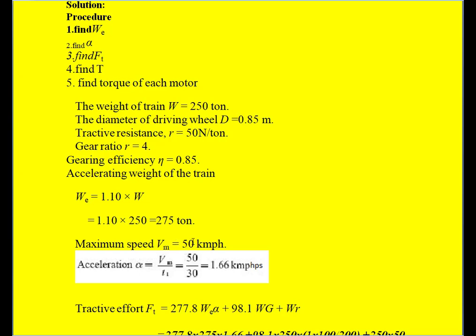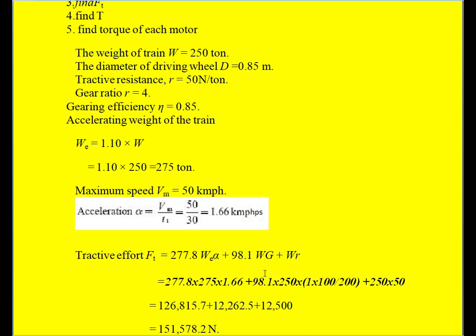Then, the maximum speed is also given as 50 km per hour. We know the trapezoidal speed-time curve, from which the acceleration alpha is equal to Vm by T1. The maximum speed is 50, divided by T1, that is, 30 seconds is necessary to attain this speed. So 50 by 30 gives 1.66 kilometer per hour per second.